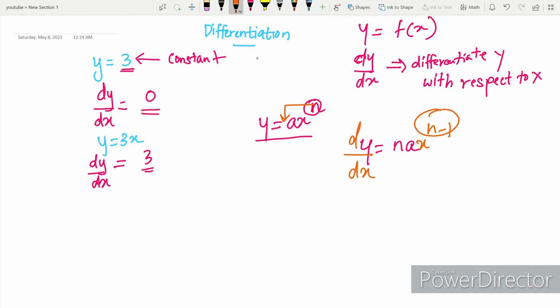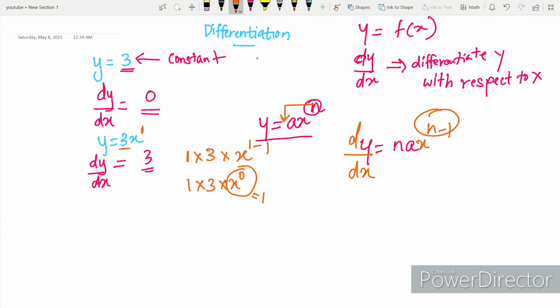So here, if I write it in that format, what's our n here? It's 1. So you bring 1 to the front. And then you have a, that's 3. And you have x to the power 1 minus 1, right? So 1 into 3 into x to the power 0. Anything to the power 0 is 1. So 1 into 3, and that's 3.